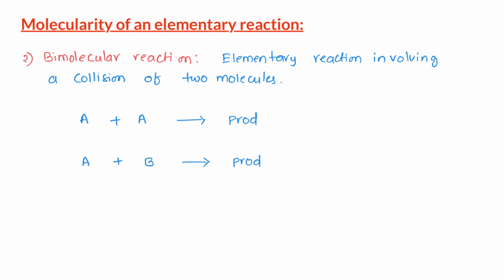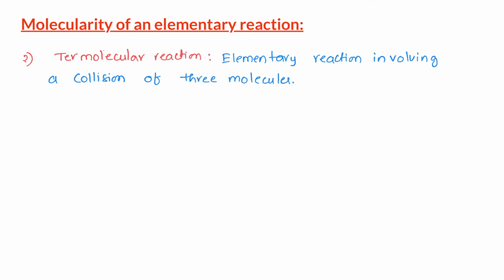Since these are elementary steps, we can write the rate law directly from the stoichiometric equation. For the first type, the rate law is rate equals k times the concentration of A to the power 2. And the rate law for the second type is rate equals k times the concentration of A times the concentration of B.